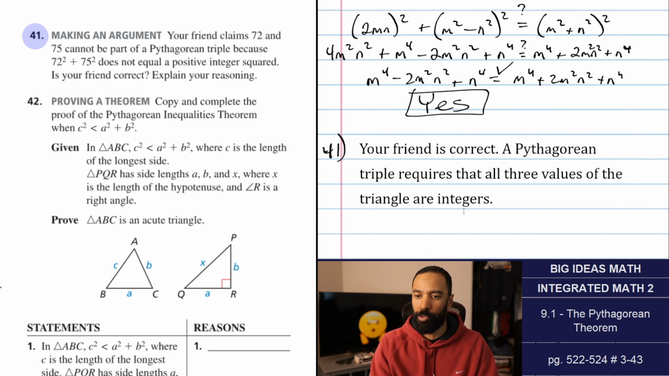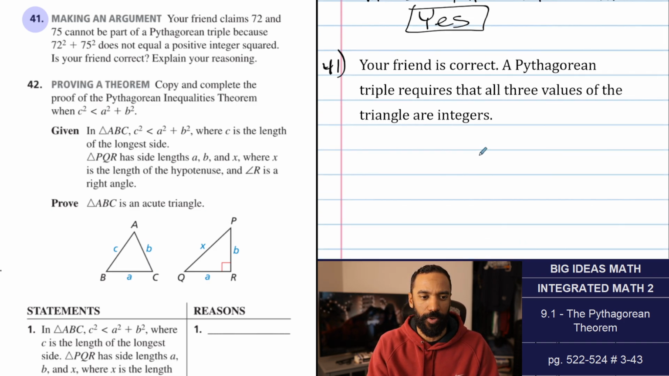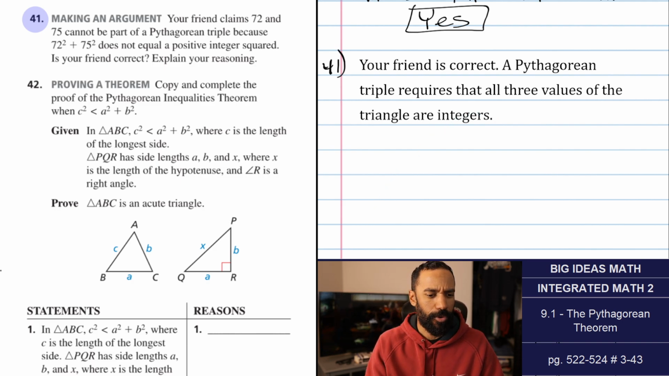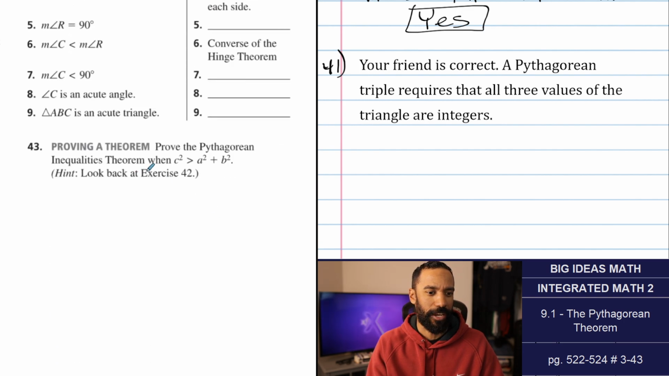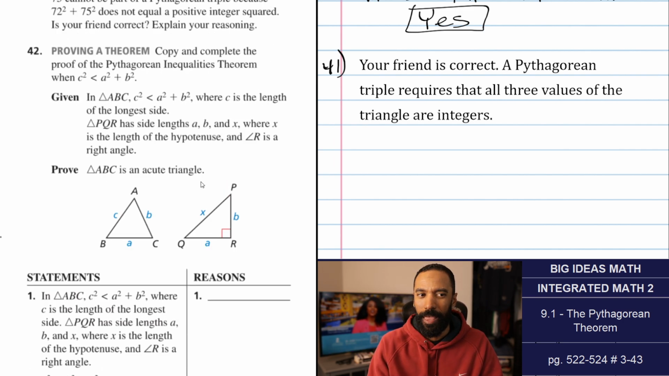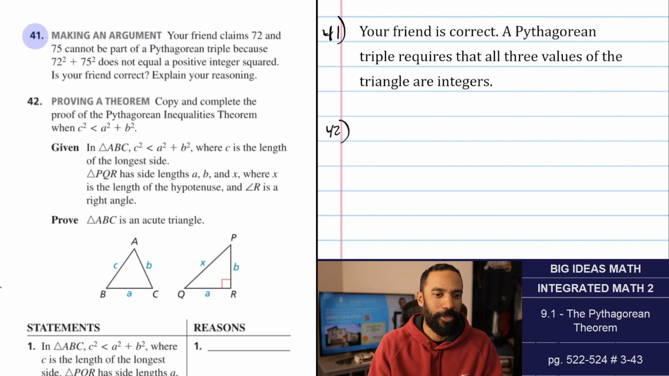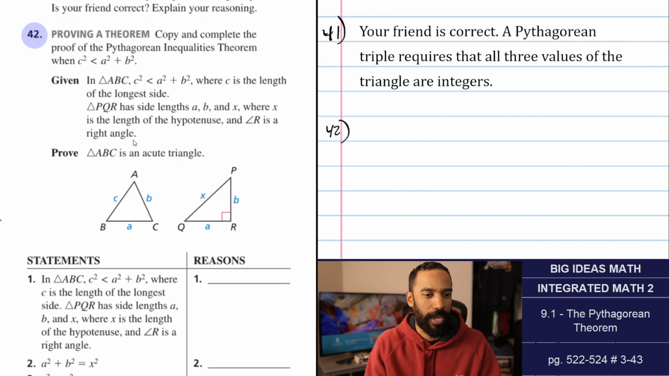All right, number 42, proving a theorem. Copy and complete the proof of the Pythagorean inequalities theorem when c squared is less than a squared plus b squared. Given in triangle ABC, we never proved the Pythagorean theorem, did we? Oh, I don't think we ever proved it. I figured this would have proved. Maybe it's on a different page. Maybe it's way outside of the section. I didn't look at the page. But copy and complete the proof of the Pythagorean inequalities theorem right here. Oh, we got to do this whole thing. Okay, I totally missed that.